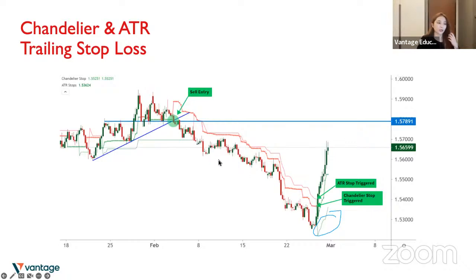So somewhat like your parabolic SAR, it's just that it doesn't move up and down. It's also very similar to your moving average. Basically, their concept is pretty similar in capturing the movement, the highs and the lows of the price. All right.